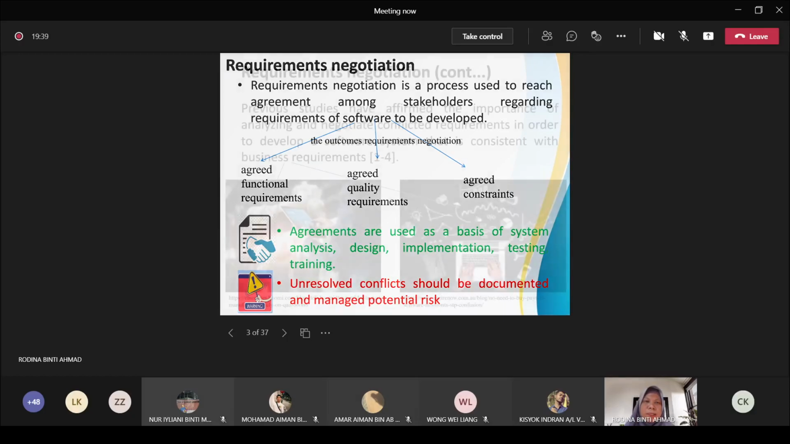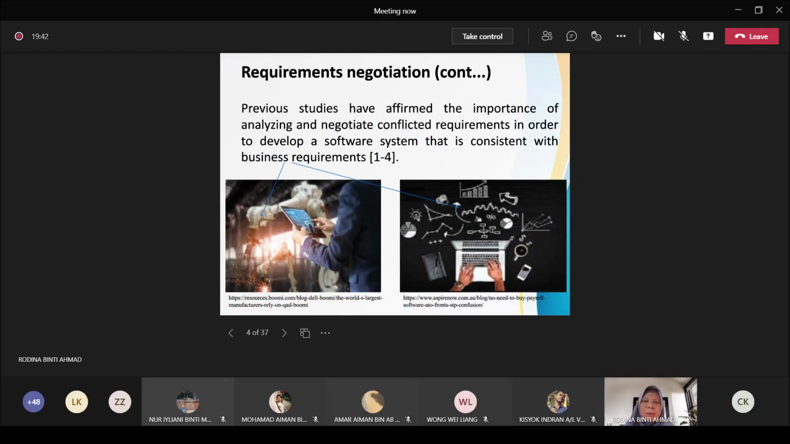Based on the literature, previous studies have affirmed the importance of analyzing and negotiating conflicted requirements in order to develop a software system that is consistent with the business requirements. So it's very important that when we identify certain conflicts, we analyze and try to negotiate the conflicted requirements, and try to resolve them so that everyone involved will be satisfied with the outcome of the negotiation.